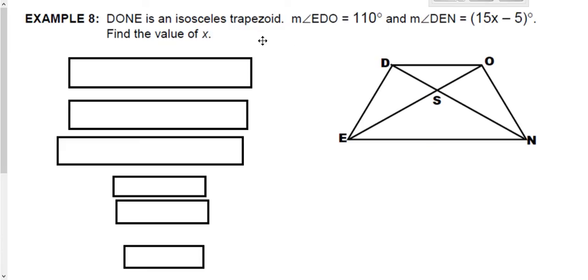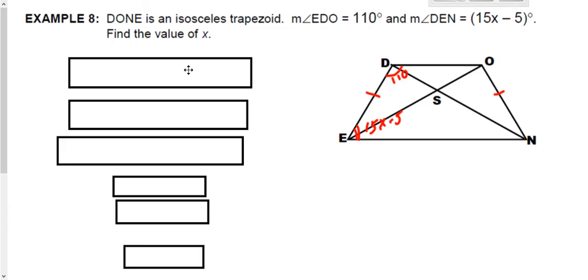Here we have an isosceles trapezoid. So remember, these legs are the same. And what do we got here? Angle EDO is 110. So from E to D to O is this angle right here, 110. And DEN, D to E to N is this angle right here. So we got a top and a bottom. It's 15x minus 5.